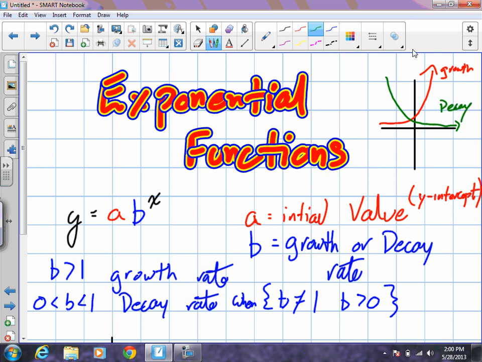Now, what's important about this is that exponential growth and decay will never touch our x-axis. In other words, that's called the horizontal asymptote. And what that means is it will constantly get closer and closer and closer to the x-axis, but it'll actually have no x-intercepts, for exponential functions.